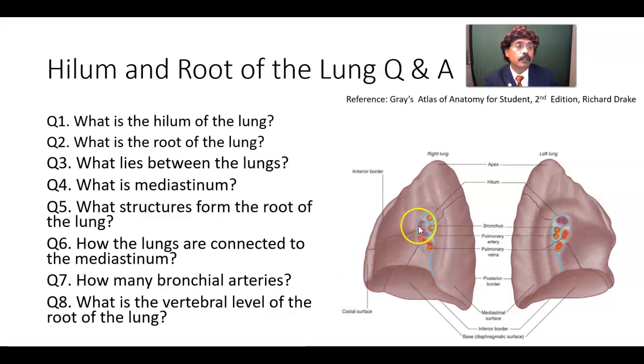So again, root means the bundle of structures, and the space for the root is the hilum. This is the right lung, this is the left lung. The left lung has a cardiac notch and a large cardiac impression and one fissure. Okay, the right lung should have two fissures and it has no cardiac notch and no lingula. Here we have the cardiac notch and lingula. Okay, we know the differences between the left lung and the right lung.